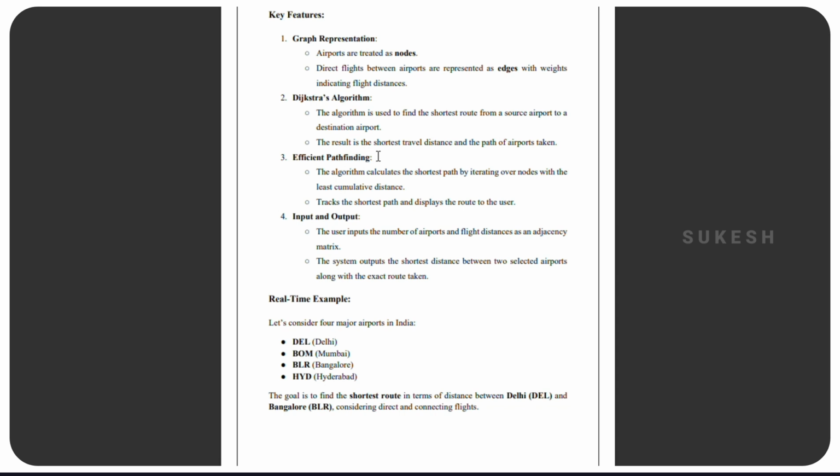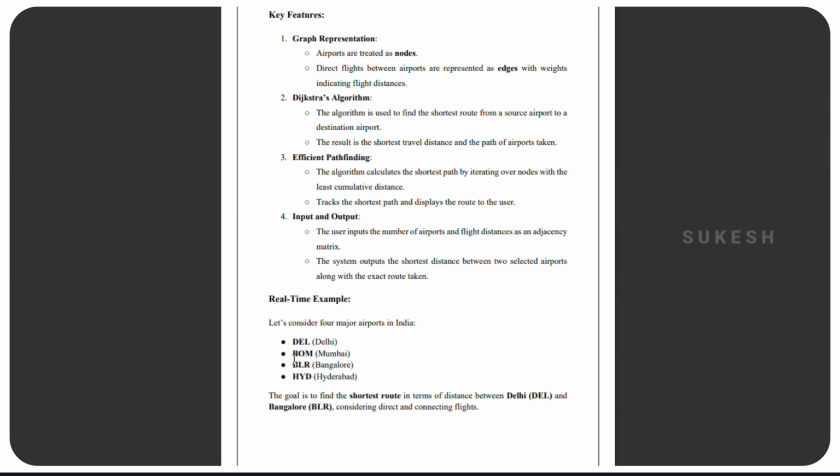And here we use efficient path finding, which again relies on the Dijkstra algorithm, and we have the input output. When the user gives the input like an adjacency matrix, the system outputs the shortest distance between the two selected airports along with the exact route taken. Let us first understand this with a real-time example.